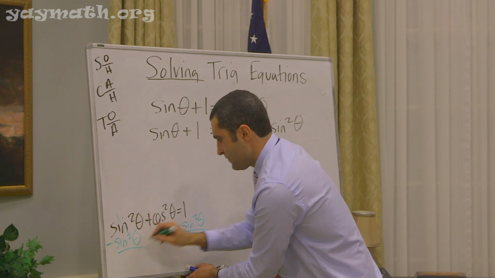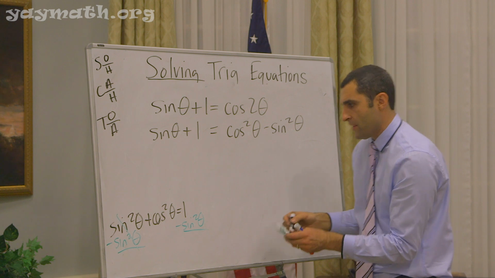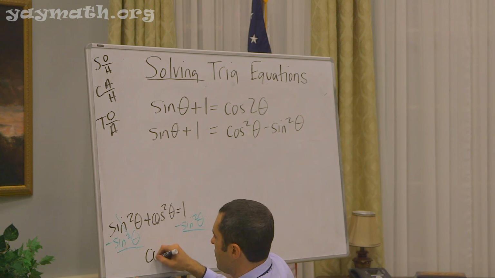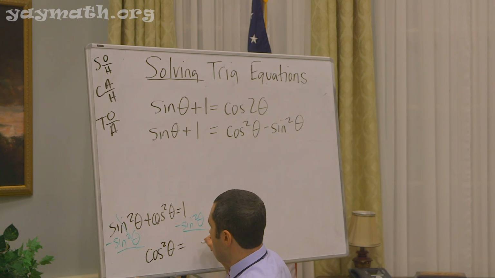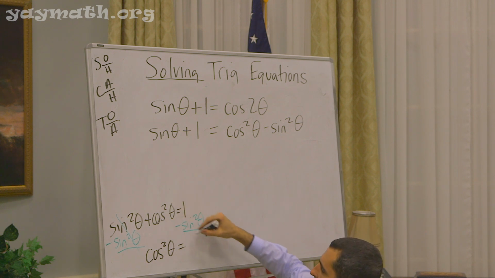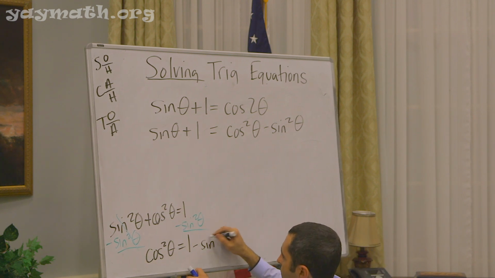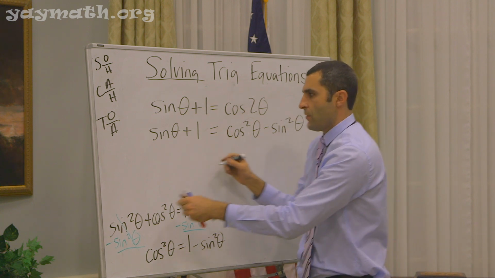So you need to do minus. So what is cosine really equal to? 1 minus sine squared theta. Very good, then we can just replace the cosine with 1 minus sine squared theta. Very good. Okay, so bring everything down.